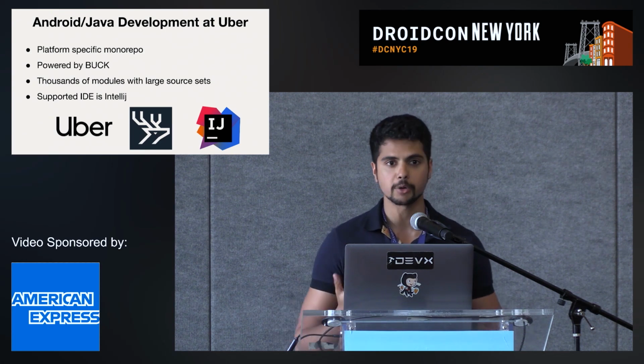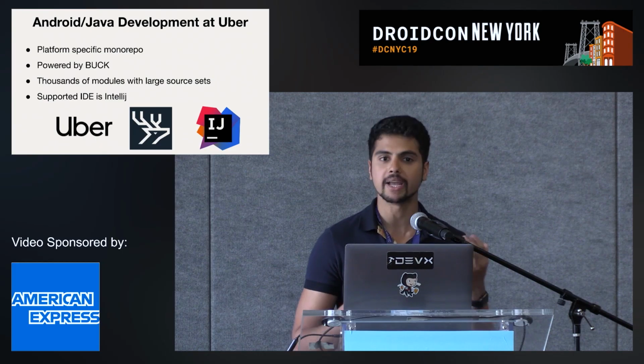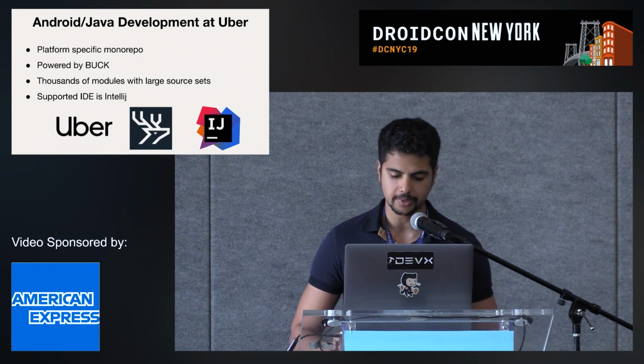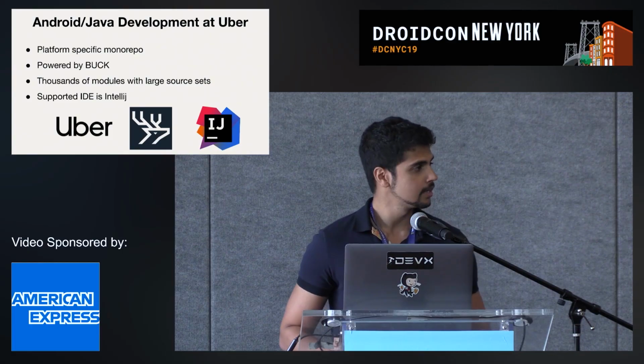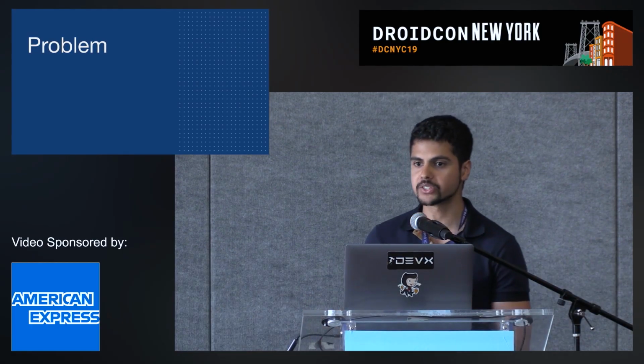And finally, as the Android developer experience team, we also encourage all our engineers to use IntelliJ, because IntelliJ is a community-built IDE, so it's really easy to pluginize and extend, and we have access to the source code to figure out any of the issues that our developers might be experiencing. So given all that, what are some of the initial problems that we saw at Uber?